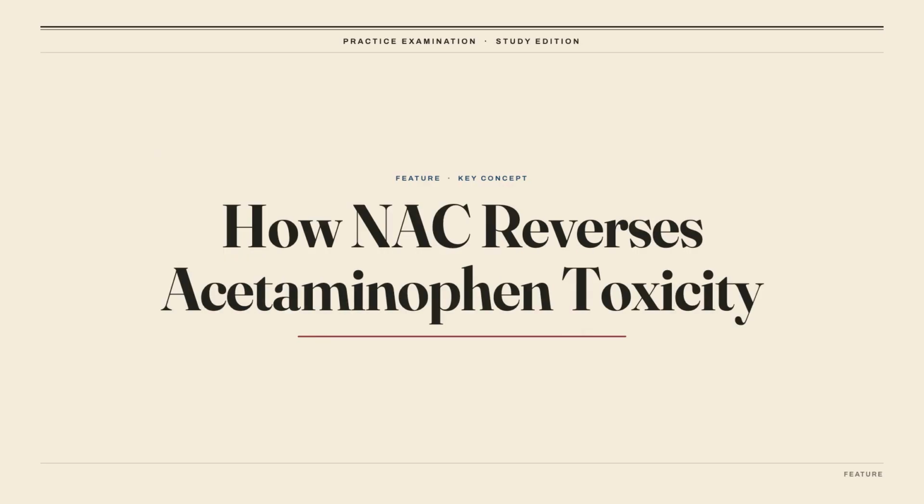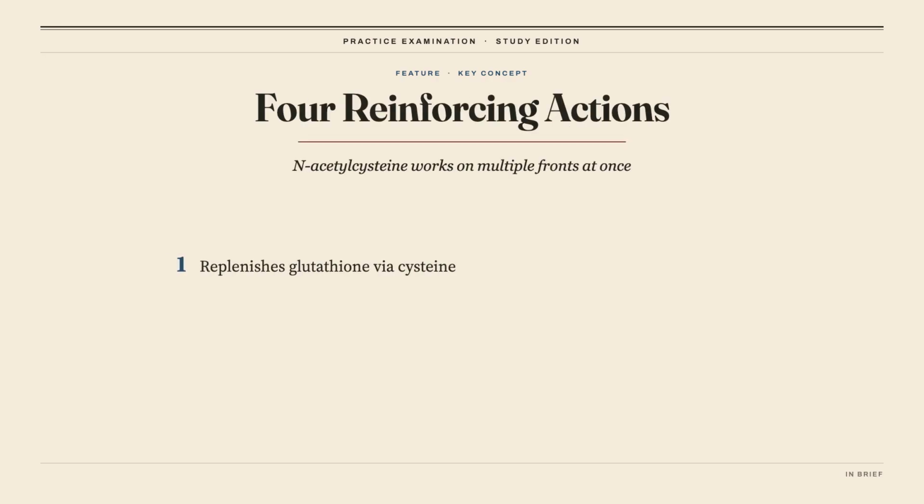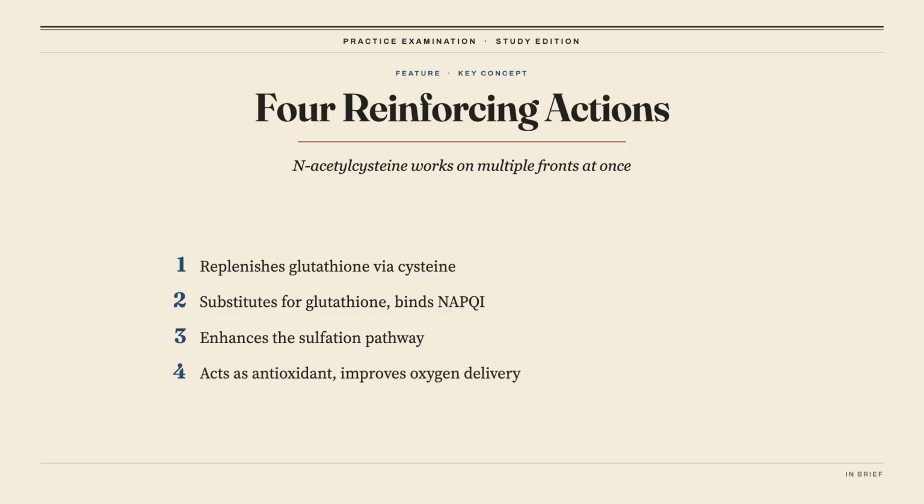N-acetylcysteine was designed to fit the mechanism of acetaminophen poisoning so closely that you can reason it out from the pathophysiology itself. If NAPQI production has outrun glutathione supply, the solution is simply to restore glutathione, and that is exactly what this drug does. Its actions reinforce one another. It replenishes hepatic glutathione by supplying cysteine, can substitute for glutathione directly by binding NAPQI, enhances the non-toxic sulfation pathway, and acts as a direct antioxidant that improves microvascular oxygen delivery, which is why it still helps patients with established injury.